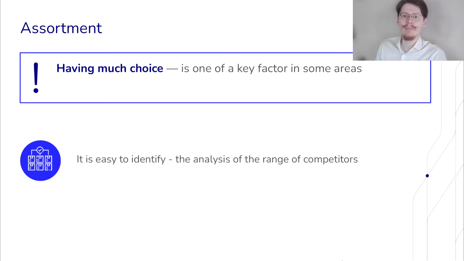Assortment. Having much choice is always good. It is one of the key factors in some areas. It's just easy to do, just see how your competitors are doing. If you don't have enough, just try to widen your range.